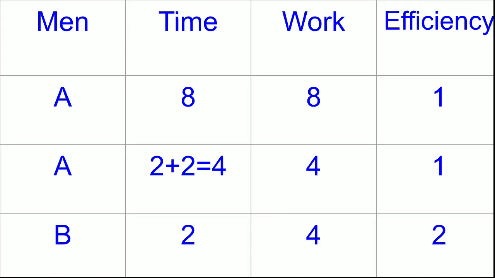So 2 plus 2, meaning 2 previous and 2 later on, makes it 4 days. So in 4 days A has done 4 units of work and B has worked only for 2 days. So the remaining 4 units of work is done by B in 2 days. So 4 divided by 2 equals 2 units per day, which is the efficiency of B. So rightly B has worked only for 2 days.